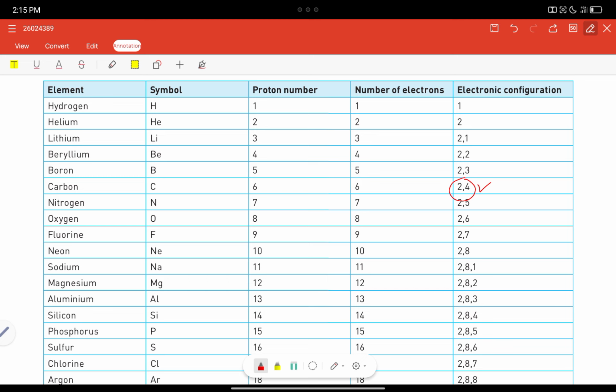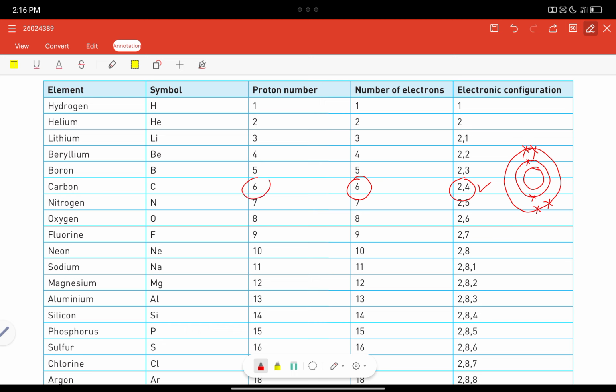and it is 2,4 because if you take a carbon atom, if this is the nucleus, the first shell around the nucleus will take 2 electrons, and the second shell, which has a maximum capacity of 8, will take 4 electrons. And you'll notice something, that the number of electrons that an element has, if you check here, is 6.